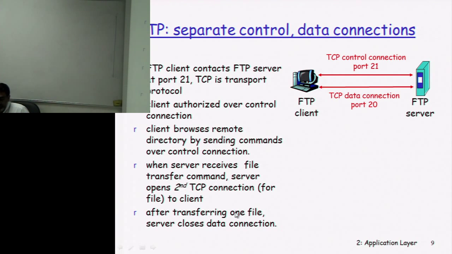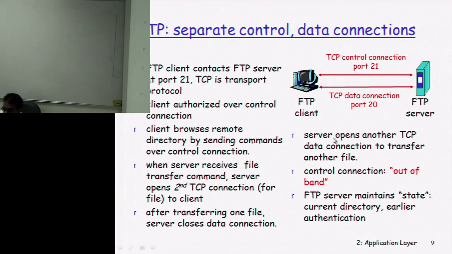So after transferring one file, the server will close the data connection, and if you do need another transfer, you have to open another data connection. Okay. So the server opens another TCP data connection to transfer another file. The control connection is out of band, meaning it is separate from the data connection. The FTP server maintains state.